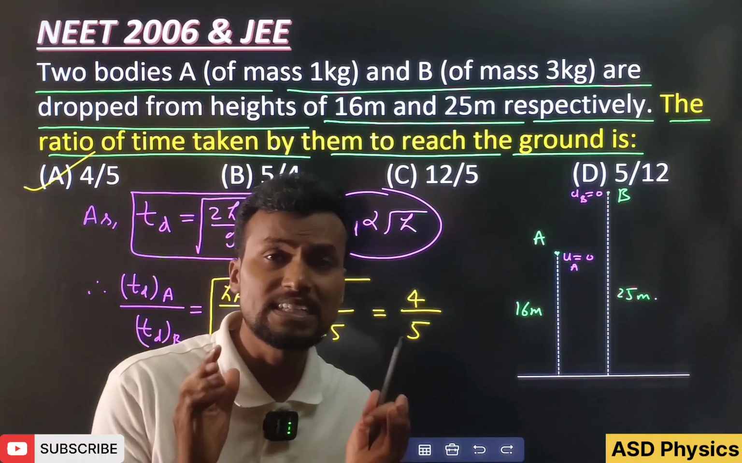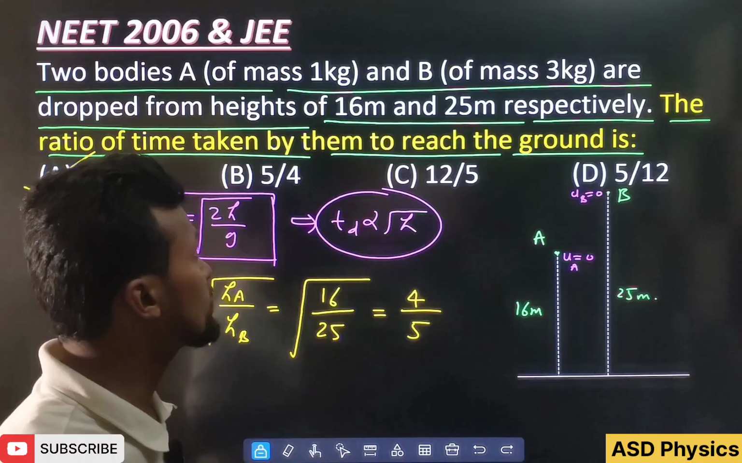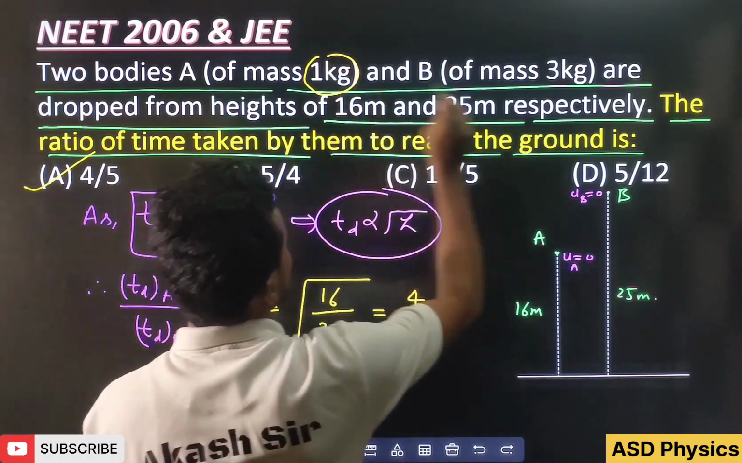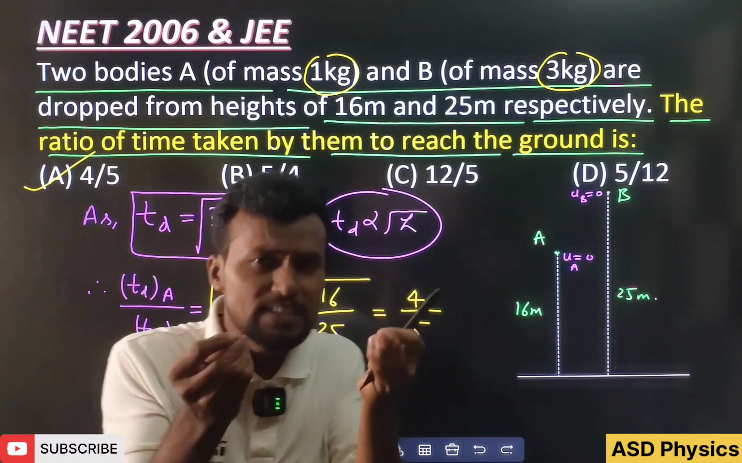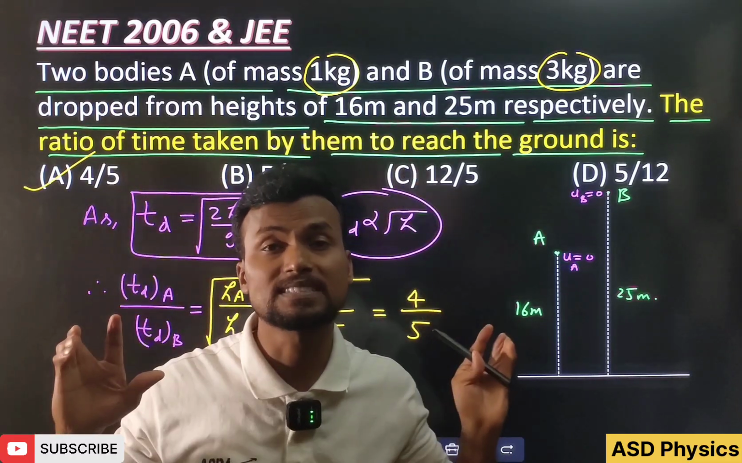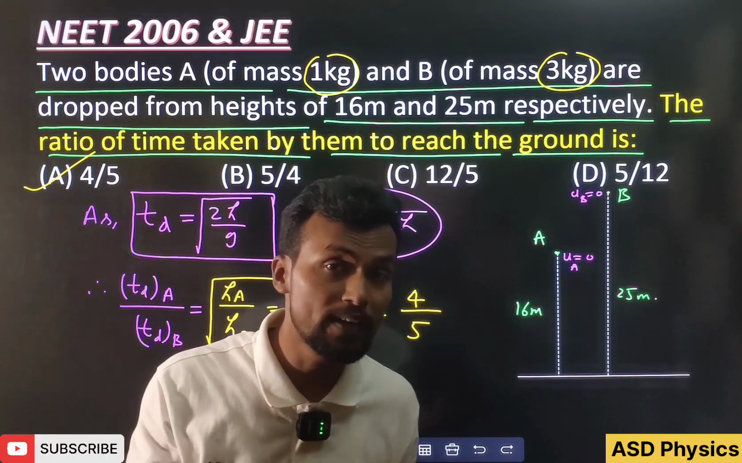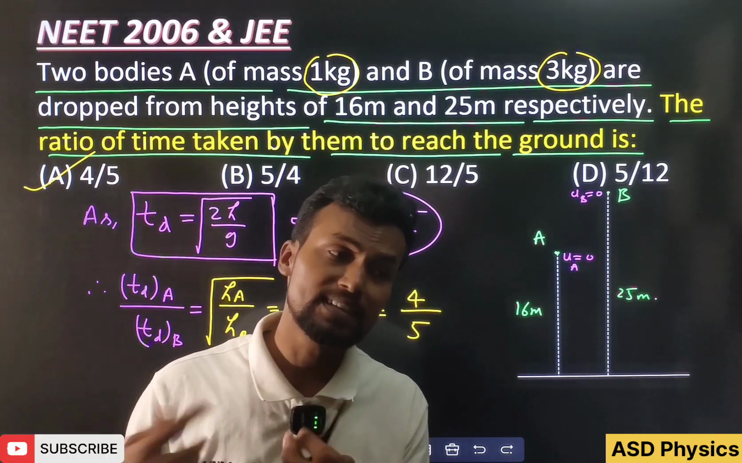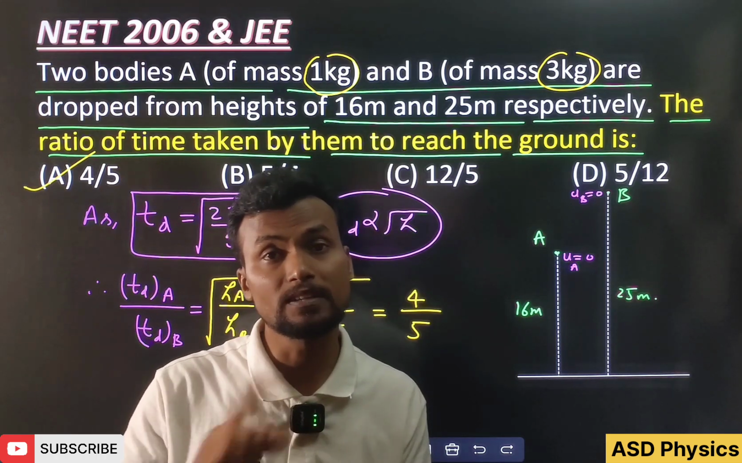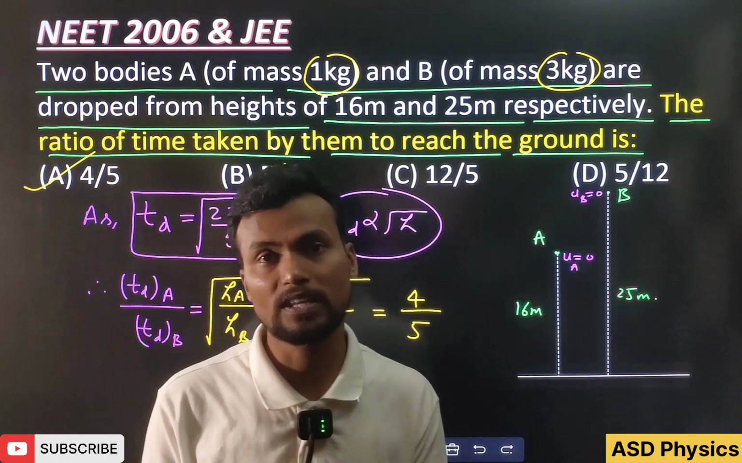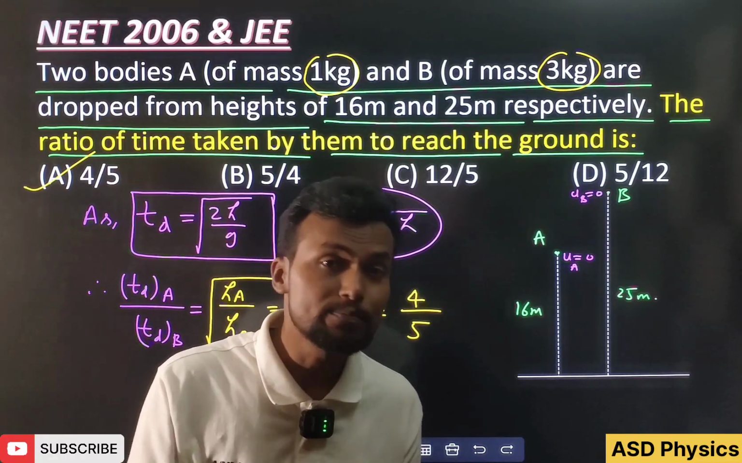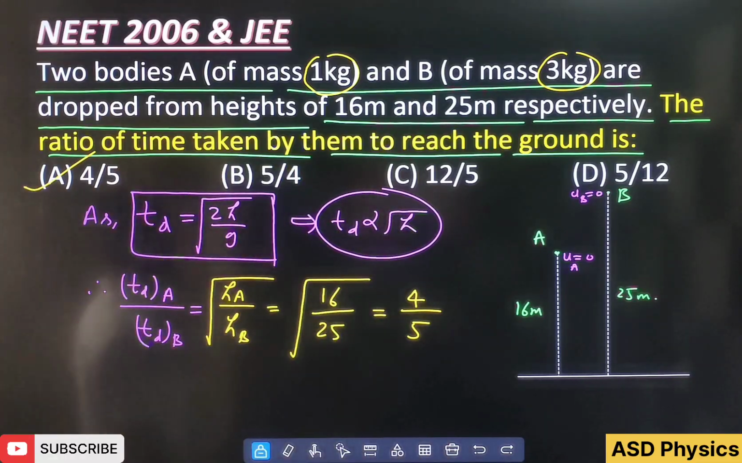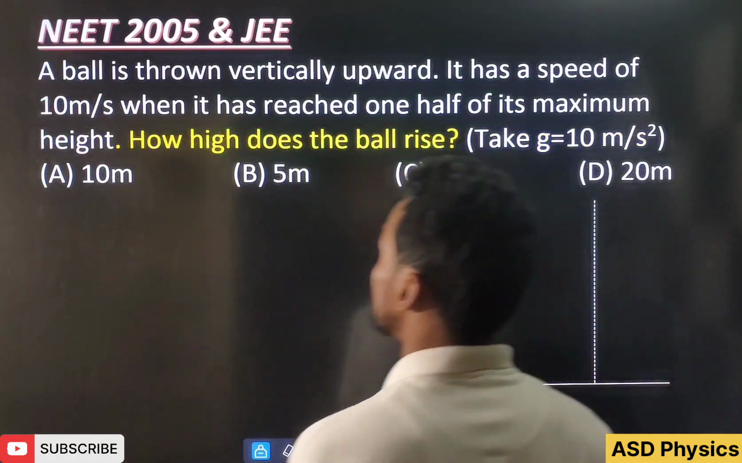And remember here, students, in the absence of air, this time of descent is independent of the mass of the object. Whether the mass is the same or different, what will happen? If two different masses are dropped from the same height, they will take the same time. Where? In the absence of air. If air resistance is present, then the story will be different and it will depend upon the mass. So what I am telling is, in the absence of air, mass does not matter. Mass matters only in the presence of air. Okay, students? Great. See, the answer is 4 by 5. Great. Now let's see this question.